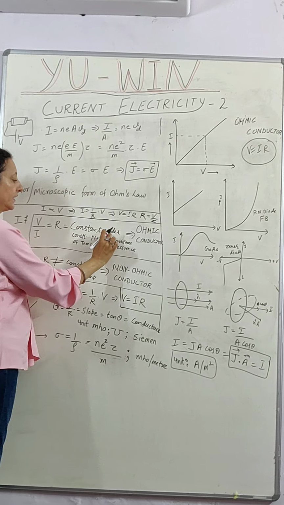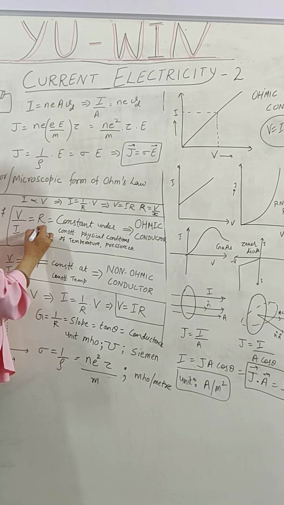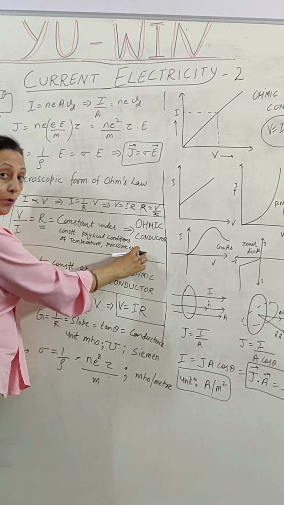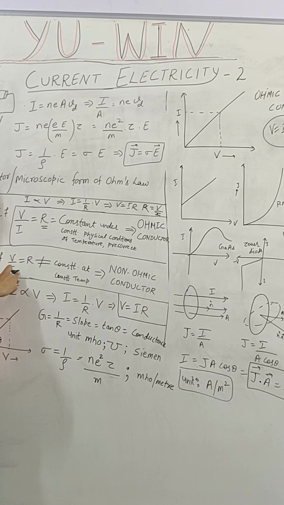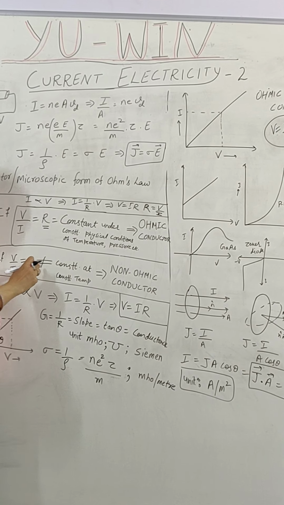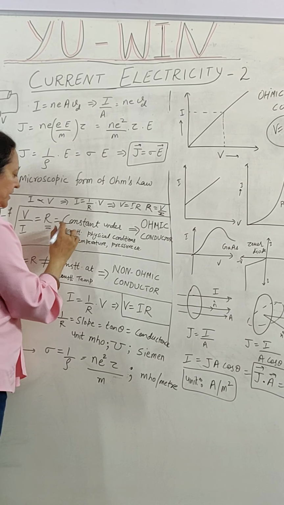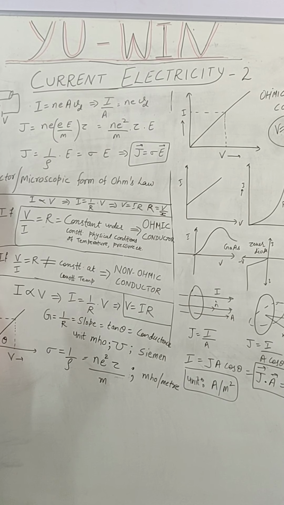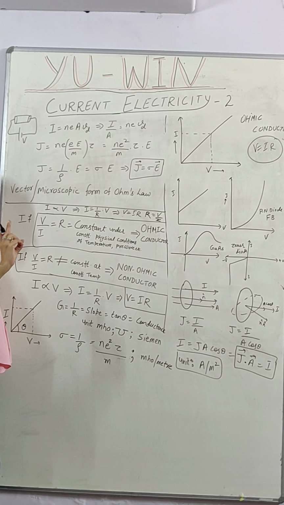Now when I write R is equal to V by I, if this R remains constant under constant conditions of temperature and pressure, then the conductor is said to be an ohmic conductor. And if R does not remain constant, it changes its value, although I have not changed the temperature. See, if you change the temperature, R will change, even if the conductor is ohmic or non-ohmic. So whenever you define Ohm's law, you need to keep 2-3 things in mind.